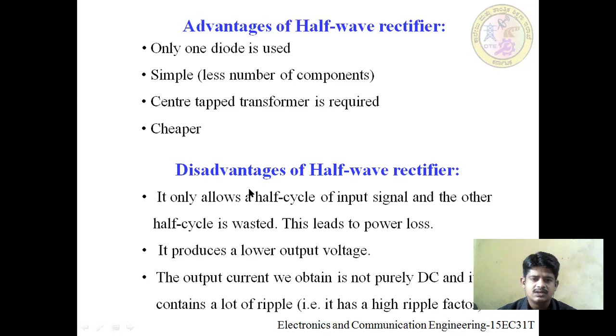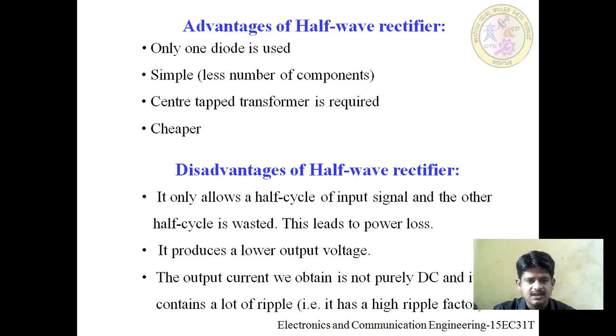Let's go with the disadvantages of half wave rectifier. The main disadvantage is that it has a larger amount of ripples and a lower efficiency. Let's go with the given statement. It only allows a half cycle of the input signal, and the other half cycle is wasted. This leads to power loss. So it deals with power loss.